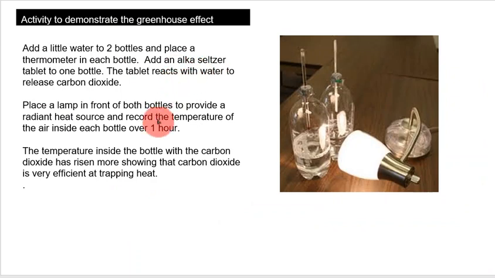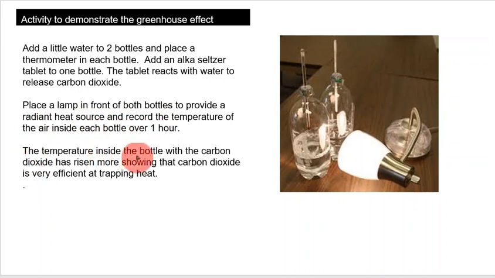So an activity that we'll do in the lab demonstrates the greenhouse effect. You can do it at home if you have the equipment. So add a little water to 2 litre bottles, and place a thermometer in each bottle. Add an Alka-Seltzer tablet to one bottle. The tablet reacts with water to release carbon dioxide. So you get that chemical reaction and you get carbon dioxide being produced. You place the lamp in front of the bottles to provide a radiant heat source and record the temperature of the air inside each bottle over an hour.